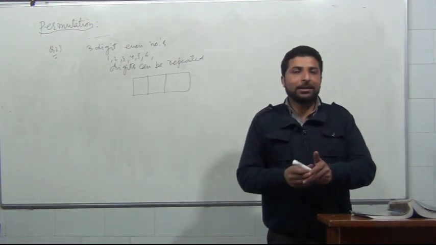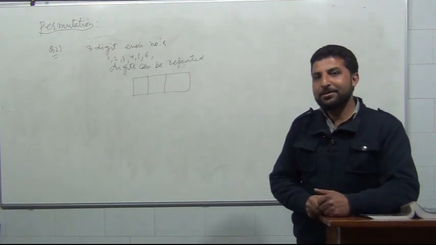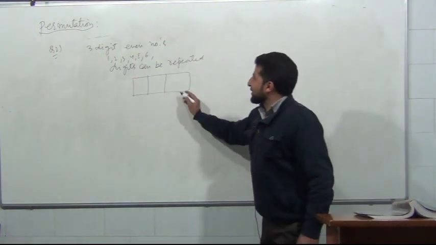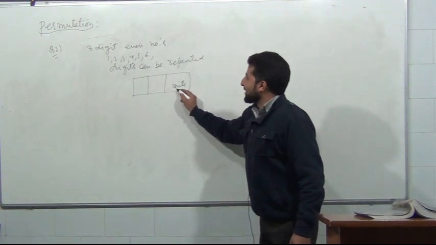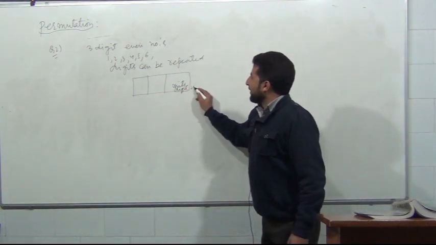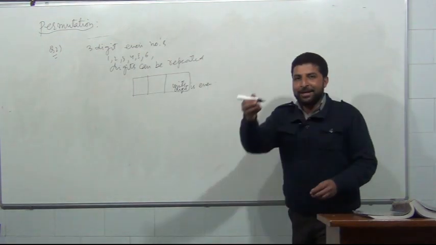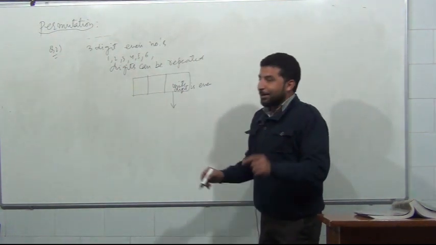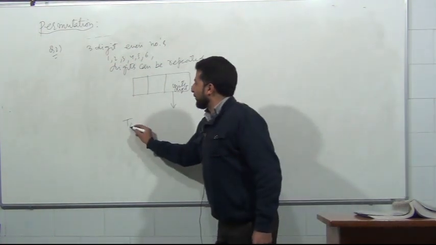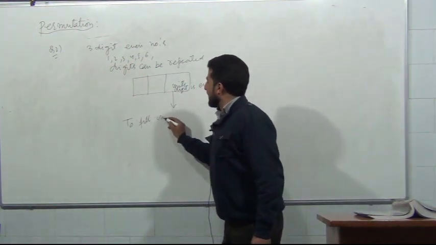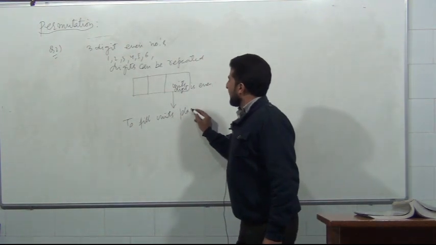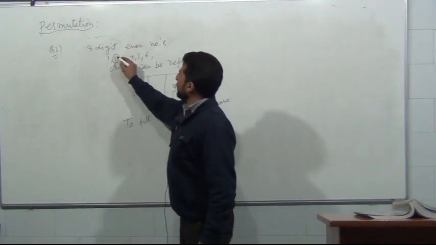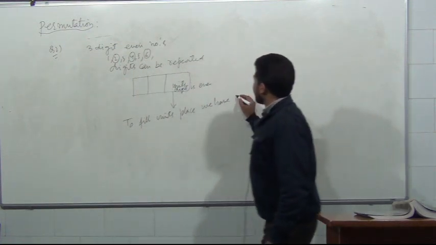When are the numbers even? Yes, whenever the unit digit is even, we conclude the number is even. Thus, to fill up the unit place, how many even numbers do we have? 2, 4 and 6. 3 options.